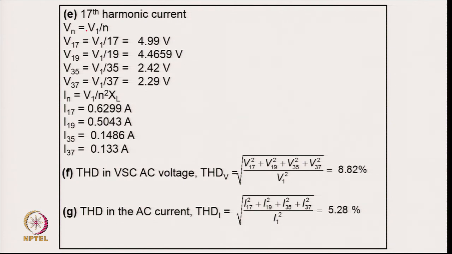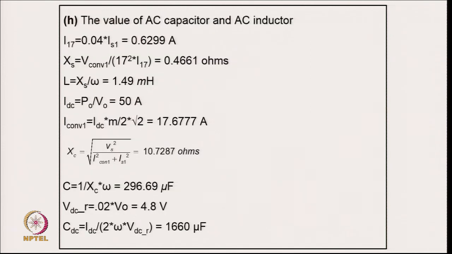Then the harmonics lower than the 17th will not be there in 18 pulse; the lowest will be the 17th, which will be Vn upon n, so V1 by 17. So, we can have all dominant harmonics in voltage, 4 dominant ones, and similarly for current it will be n square times L, again 4 dominant harmonics of the same order. We can find the TAD in voltage taking the dominant harmonics, and it comes to 8.82. In 18 pulse we are supposed to get only this order, and the TAD in current is again 5.28%, so that also meets the standard.